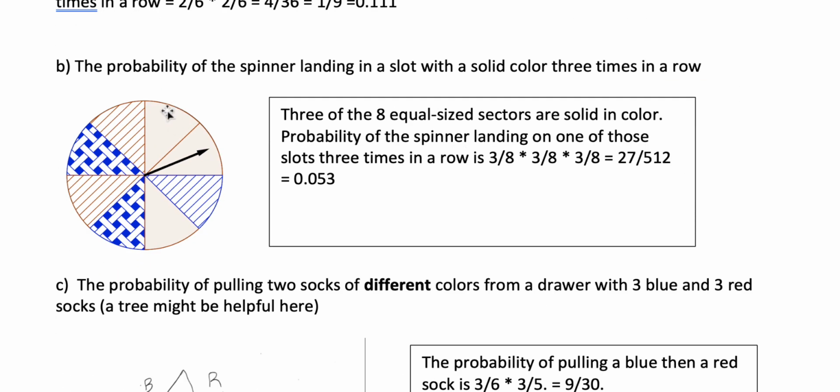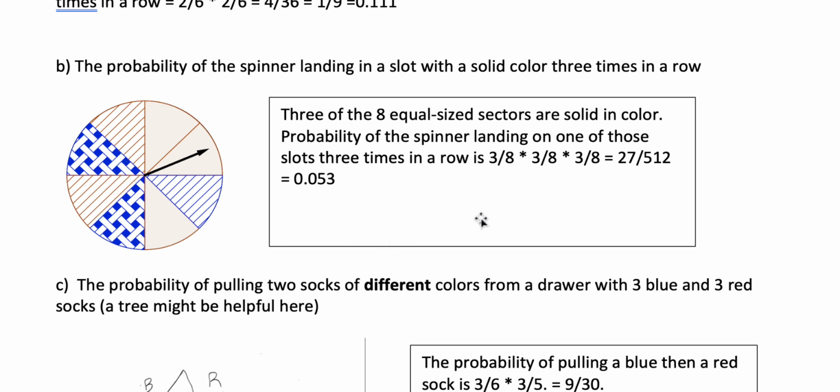Okay, in B, we have this spinner that's been divided into 8 sections of equal size. When we spin the spinner, the probability that the spinner will land in any of these sections is proportional to the size of that section. So it's going to be a 1/8 chance of landing in any of these sections, since they're all equal size.